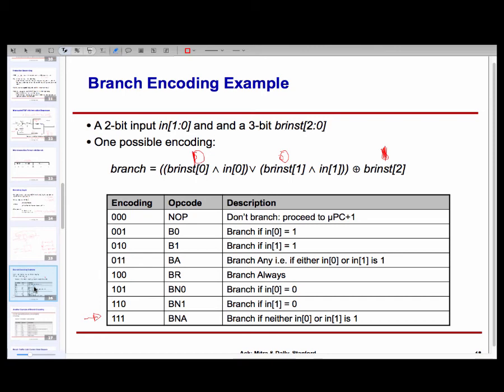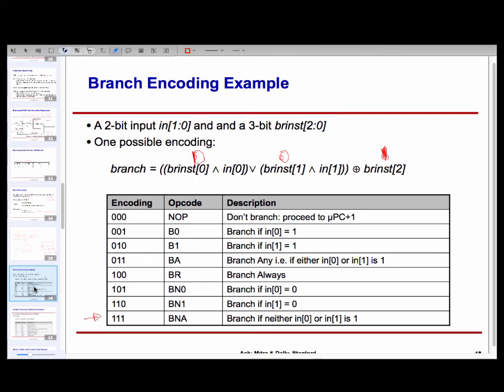Okay, let's try another one. If input 0 is 1 and input 1 is 1, I want to stay put. Let's see, can I do that? Okay, let's try a simpler one first.